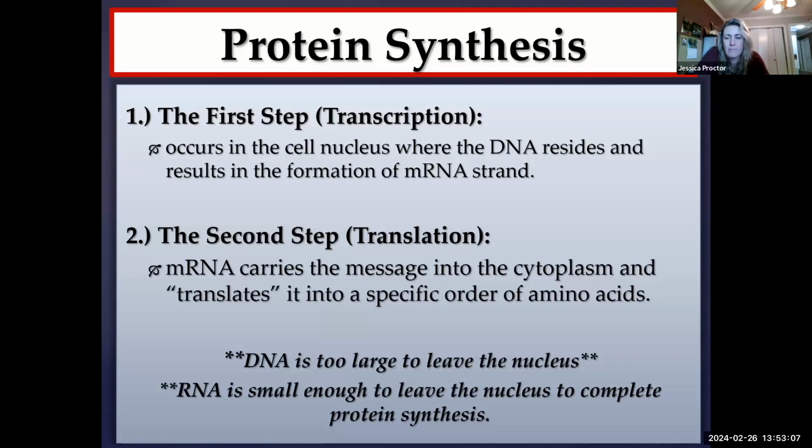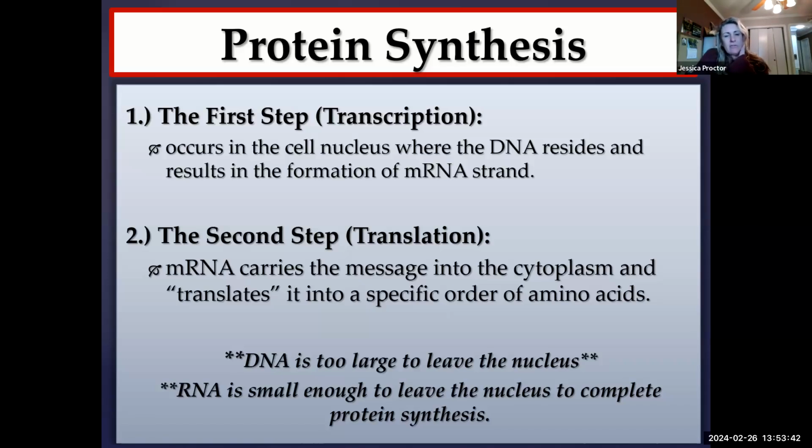The messenger RNA is necessary because DNA, because it's double-stranded, is too large to leave the nuclear pore. And it needs to leave the nucleus because it needs to go out to the cytoplasm where the ribosomes are located. So the reason we need RNA is because we need a single-stranded molecule that's small enough to leave the nuclear membrane and go out into the cytoplasm where the ribosomes are located. The end result of transcription is the formation of a messenger RNA strand.